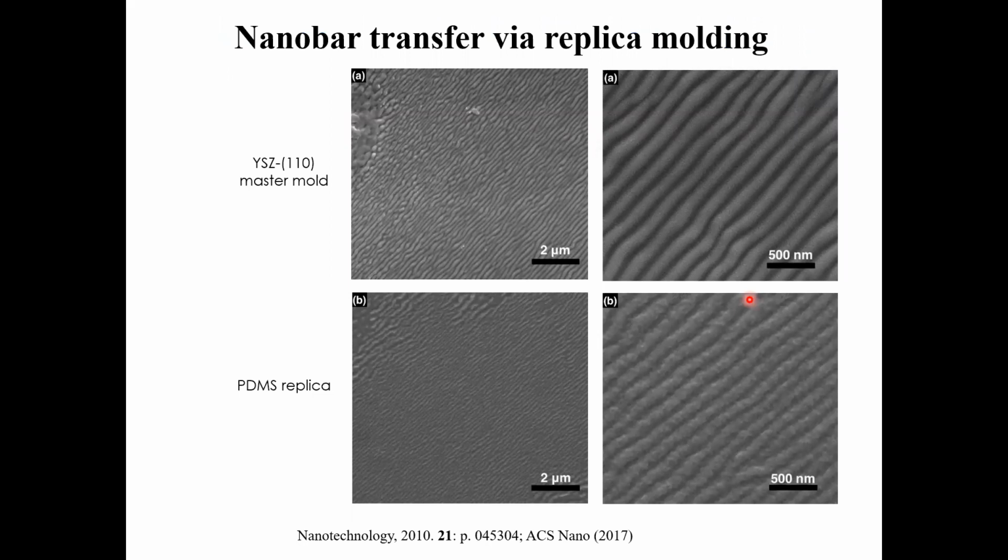And we have shown that we can do this with nano islands and nano bars as well that we create on 110 oriented YSZ. These nano bars are shown at higher magnification, and then by replica molding, we can transfer this onto PDMS, and you can see the transfer is pretty good. Obviously, once you transfer, then you can do your biological cell attachment, proliferation, whatever else you want to study on this platform.